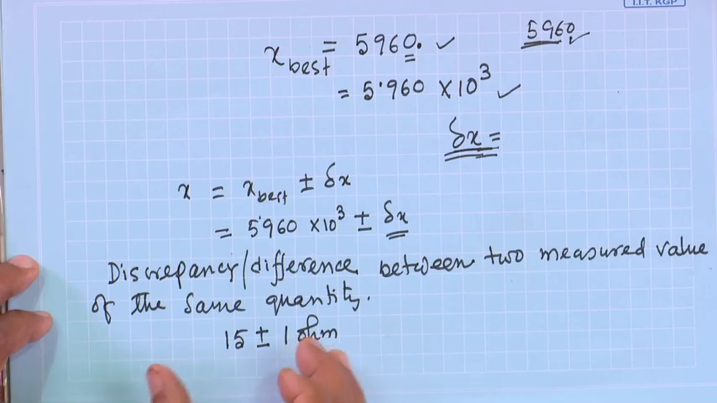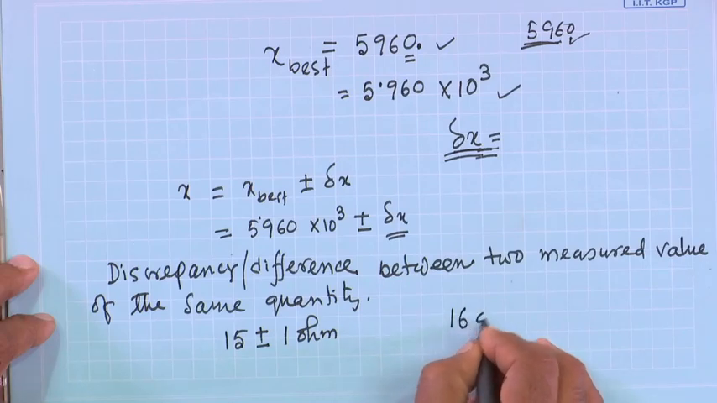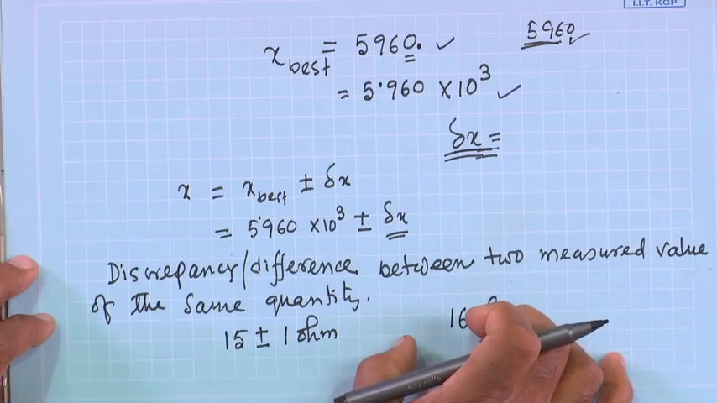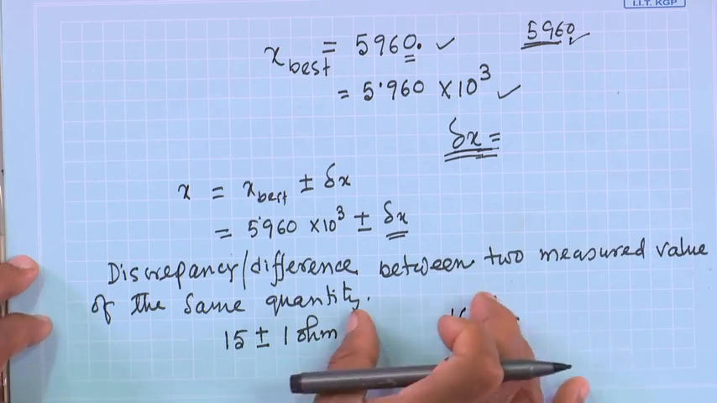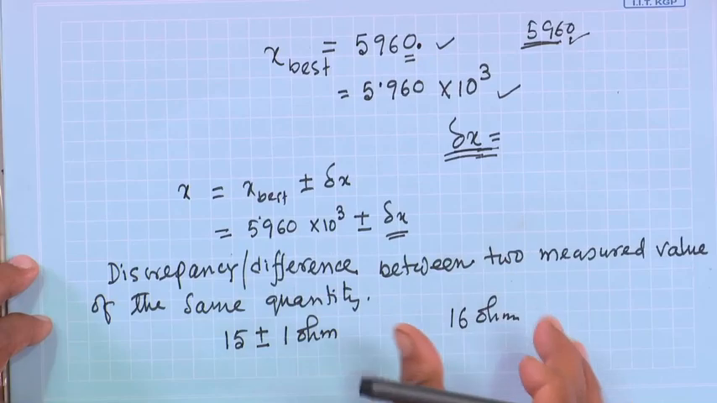After getting this result, now you want to get confidence whether your result is correct or not. How can you check it? If someone from the lab gives you a standard value for this resistor, then you can compare with that. Say the true value is 16 ohm, which the company has given for this resistor.